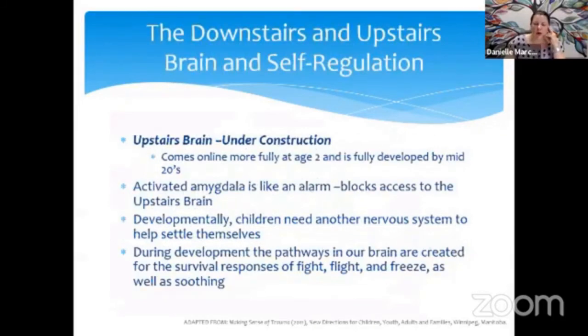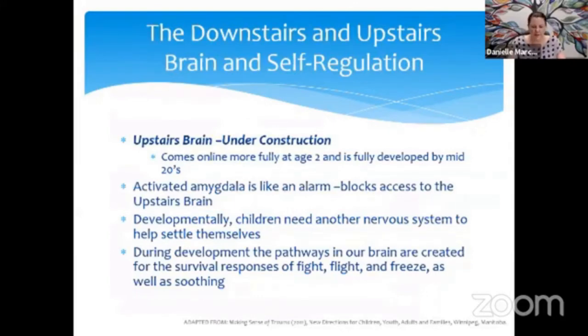Also, the basement comes first, right? That's the first part. So when you're born, that primitive basement is already developed to make sure that your breathing keeps going, your heartbeat keeps going, and all that stuff. And then the upstairs brain starts to be developed around the age of 2, when we see the first words appear, for instance. That's when we see that upstairs brain start to develop.